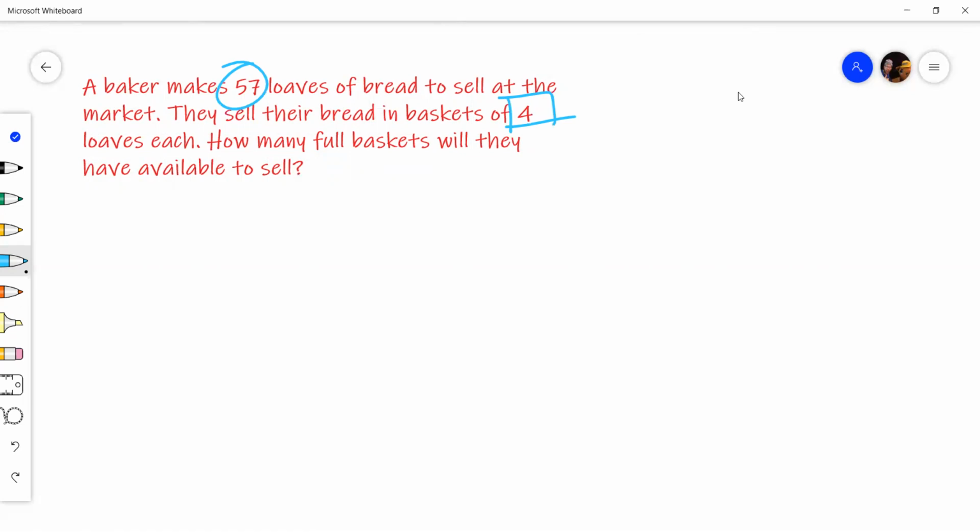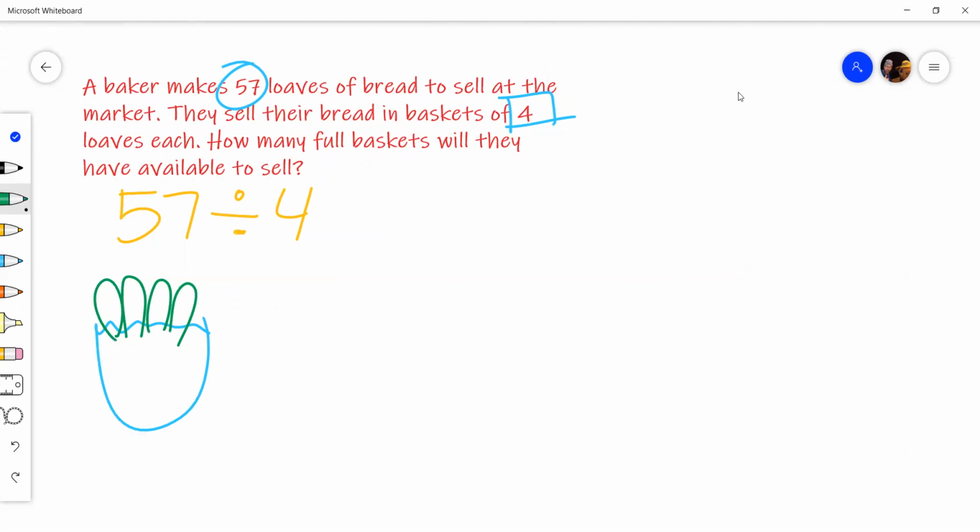Okay, cool. So I know they have 57 total loaves of bread and they're dividing them. They're putting them into these baskets, right? Here's my basket. And in each basket they do 4 loaves of bread. Oh, that's art at its finest. That looks like a weird toe here. I don't know. That makes it almost look more like a basket. Okay, so that's really what we're doing. And the question is, we've got to go back and look at this question: how many full baskets will they have available for sale?